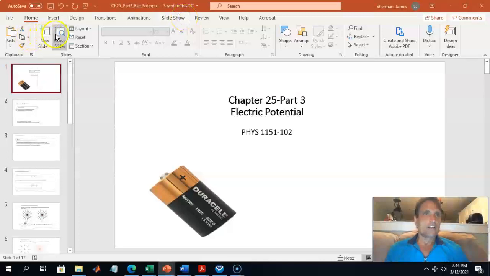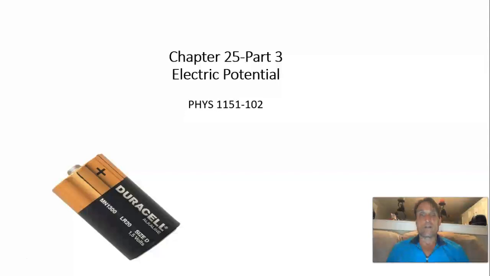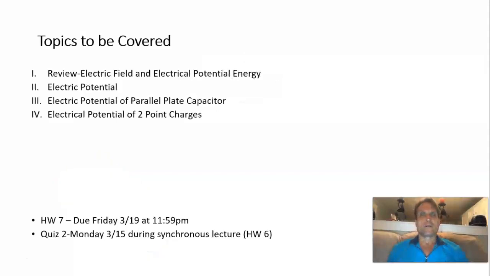All right, it's Tuesday here. We're going to continue our treatment of Chapter 25, which deals with electric potential and electric potential energy. We're going to do a quick review of electric field and the electrical potential energy. Then we're going to get into this concept called the electric potential, which is voltage. And then we're going to apply it to a parallel plate capacitor and 2-point charges. We're going to do that tomorrow, so we probably won't get that far today.